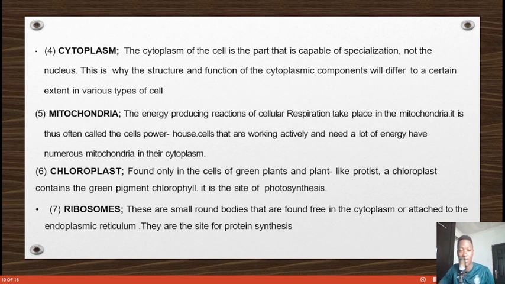Good. Next thing we're talking about is ribosomes. So ribosomes are just small rounded bodies. Some are found free in the cytoplasm, while some are also attached to the endoplasmic reticulum. So what are they used for? They are the site for protein synthesis. Synthesize just means to make, so the cell needs to make protein for its survival, to repair itself, and all that. And so these ribosomes, attached to the endoplasmic reticulum, are the ones that make the protein. So we call them protein synthesis ribosomes.